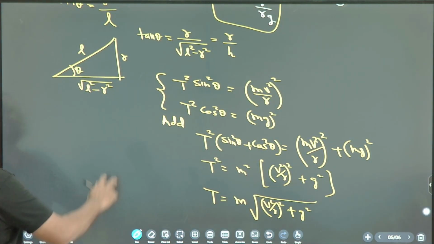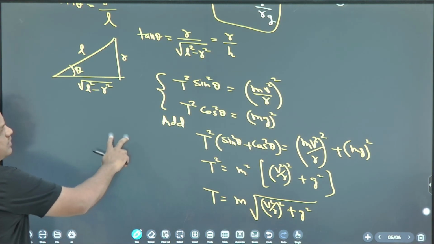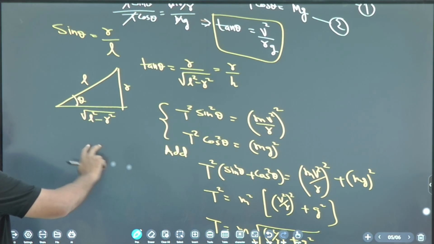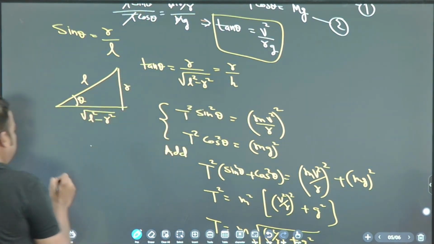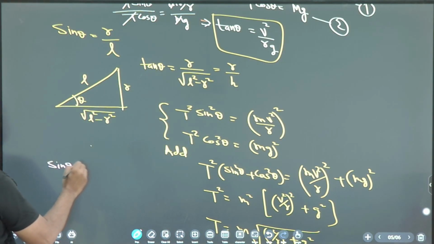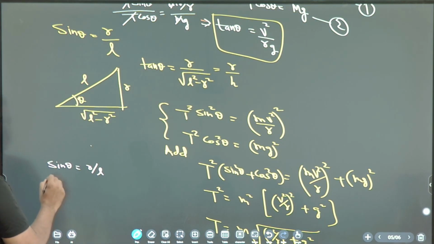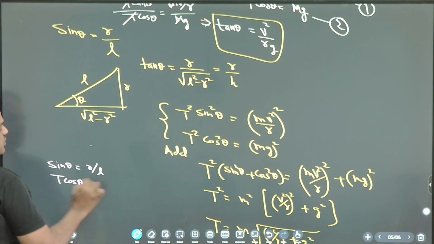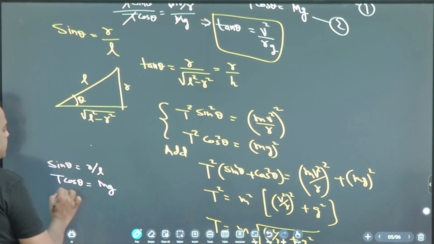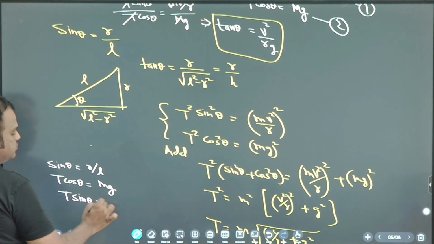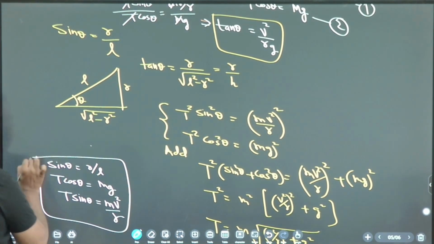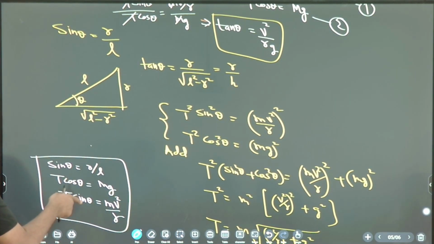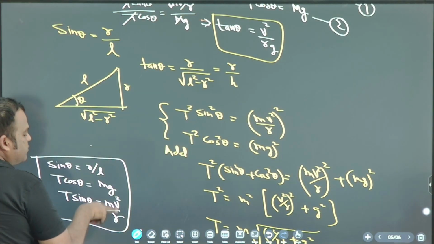Okay, clear. So these formulas you remember. Basically, you just remember three formulas: T sin theta, and T cos theta. What is T cos theta? mg. And what is T sin theta? mv square by r. Just these three formulas you remember. Then you can find tan theta, sin by cos. So tan theta you will get v square by rg.